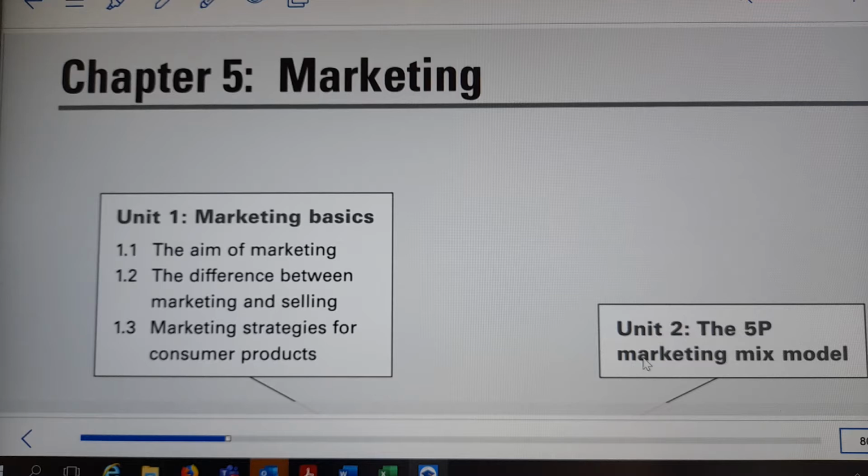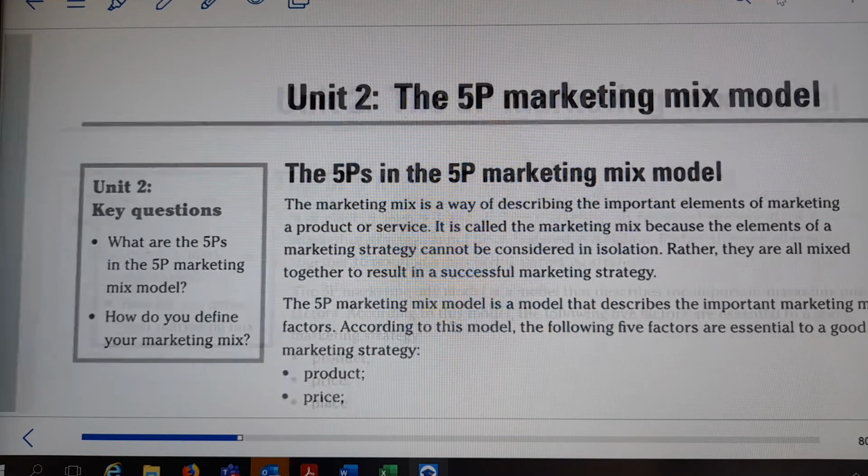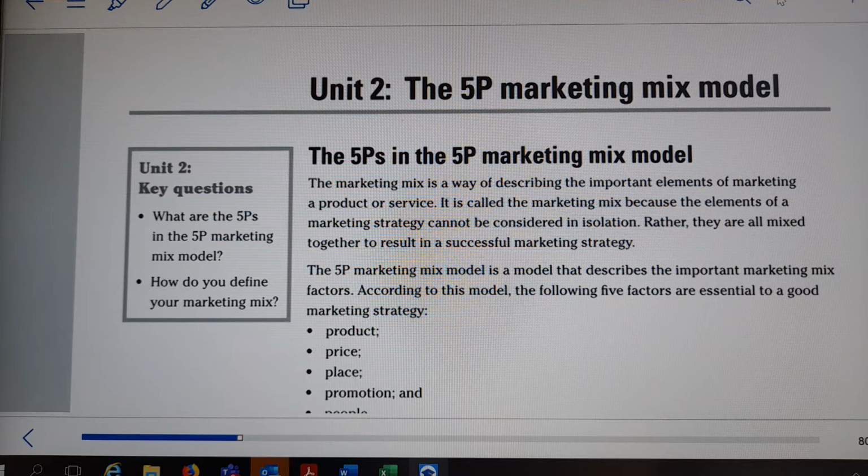Okay, so today we are going to focus on unit number 2, the 5 P's of marketing mix model. That is on page 80 of your textbook. Page 80 of your textbook. Okay, now let's start the 5 P's in the 5P marketing model.